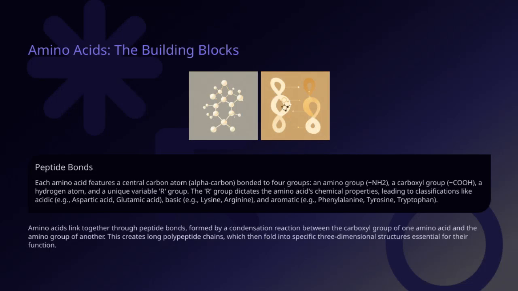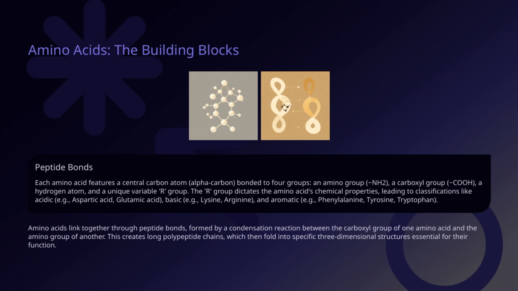Amino acids link together through peptide bonds, which are formed by a condensation reaction. This reaction occurs between the carboxyl group of one amino acid and the amino group of another, releasing a molecule of water in the process. These bonds create long chains called polypeptides, and these chains then fold into specific three-dimensional shapes. These shapes are crucial because they determine how the protein functions in the body.